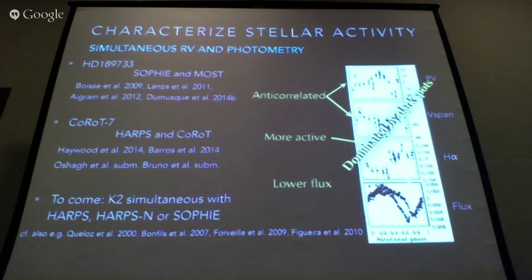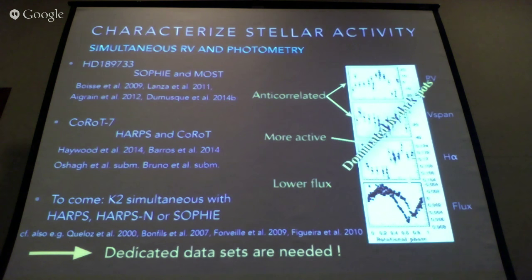But finally, we do not have a lot of data sets to analyze very well to study the activity and to understand what happened at the end. Until now, we have a lot of data to search for planets, and we need dedicated observations because we need a different observational strategy to study the activity and to understand it.